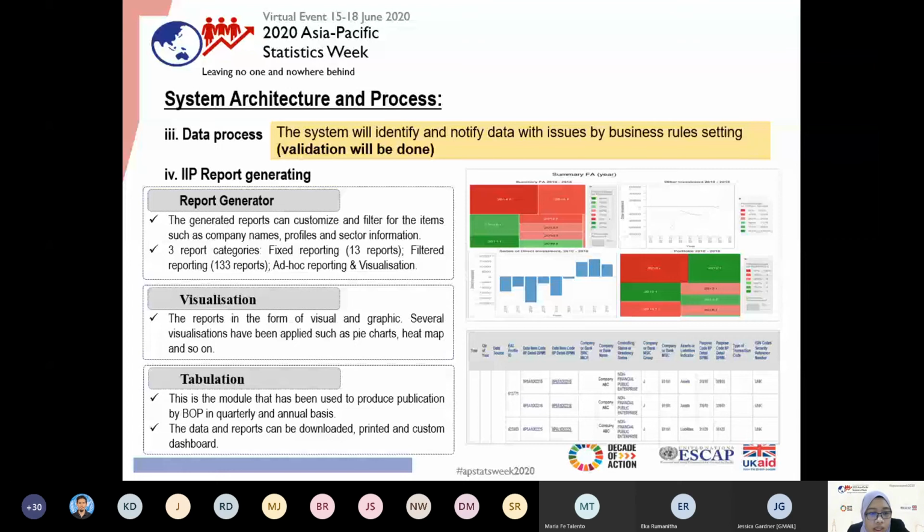Next, for report generating, there are 3 reports that can be generated from the system.